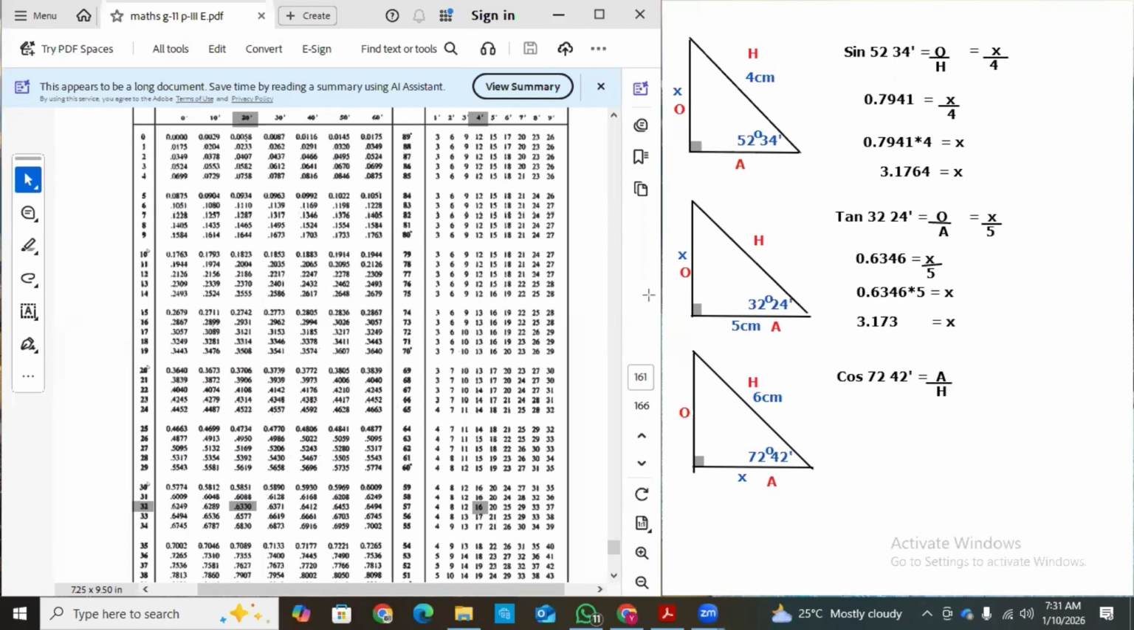And now we'll mark them down. Cos 72, 42. So how to find out that cos 72, 42? It's like this. Cos 72, 42.